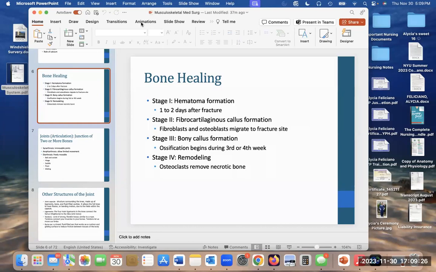So fibroblasts help build up that tissue and help bring the bone more together. And the osteoblasts, remember, are responsible for forming the bone. Then we get a callus, which basically helps make the bone much harder during the third or fourth week. And then finally, the bone is good, and we get to stage four, which is remodeling, where those osteoclasts come in and remove anything that's not supposed to be there. So necrotic bones, or bones that died, or maybe something happened, the osteoclasts kind of come in to make sure the bone is good.